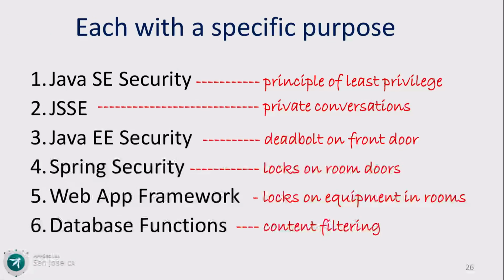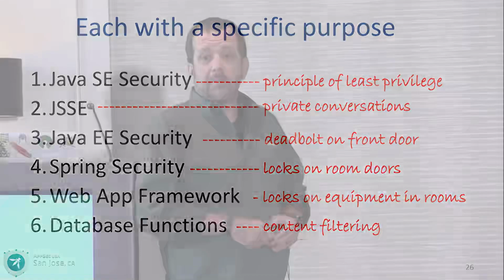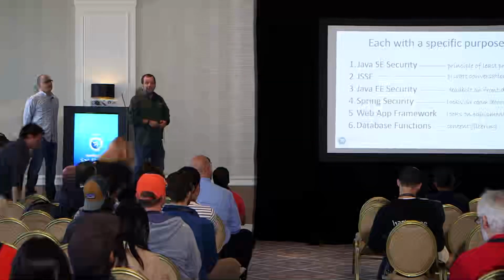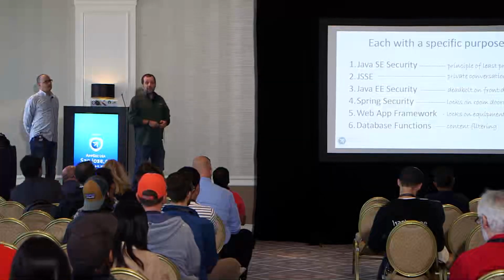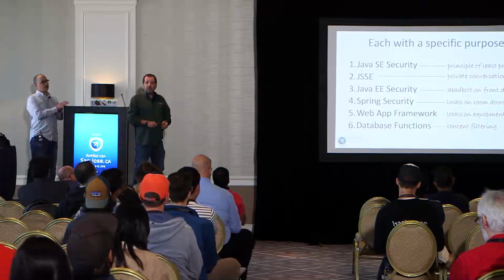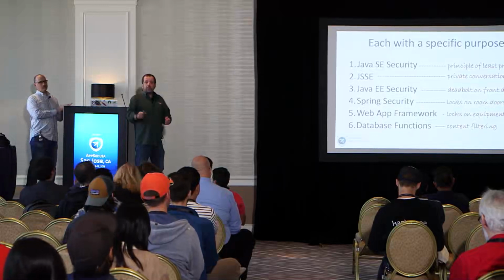So we already talked about the Java SE security, that's the principle of least privilege, that's for applying mandatory access controls. You have the Java Secure Socket Extension, JSSE, and that's for encryption and integrity. Java EE security, that's the deadbolt on the front door. Fail-safe mechanism on your application. Spring Security is a Swiss Army knife for Java security. It does a lot, but in this talk, we're talking about doing page-level security, which is, back to our building analogy, you can get in the front door, what rooms can you get into?